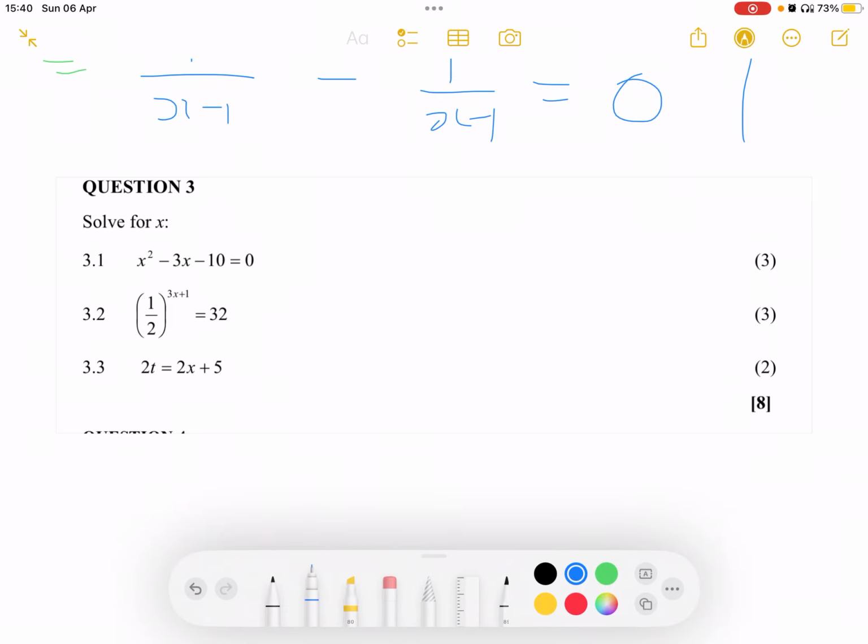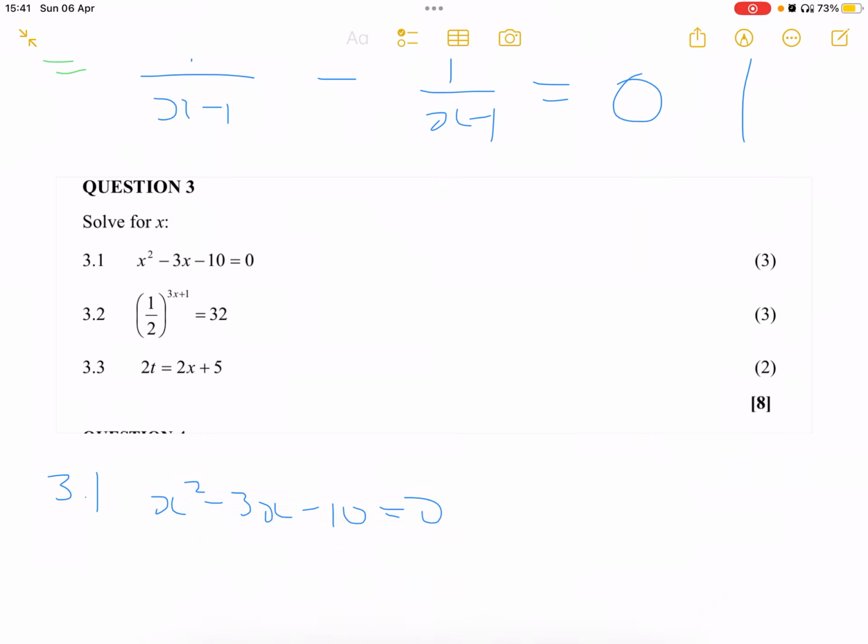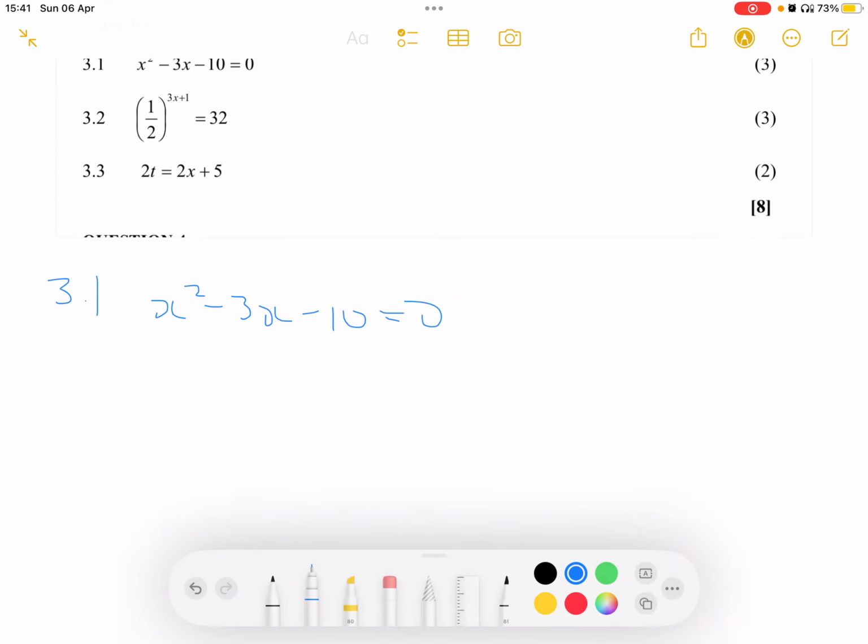Okay, question 3. Everything seems to be looking nice. We have 3.1, which says solve for x: x squared minus 3x minus 10 equals 0. Alright, now we've got x squared. We already see that the zero law can be applied here. So this is x, this is x, plus 2, then minus 5.